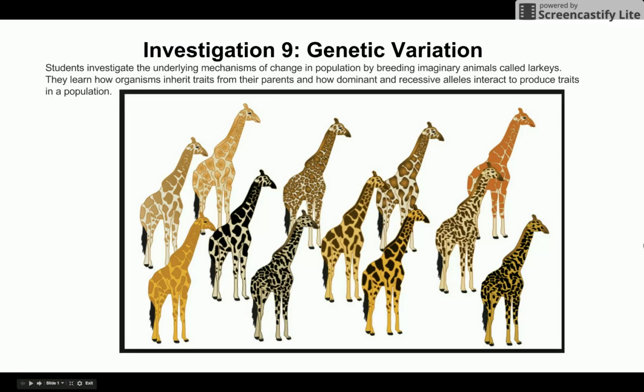Welcome to Population and Ecosystems Investigation 9, Genetic Variation. In this investigation, students investigate the underlying mechanisms of change in population by breeding imaginary animals called larkies. They learn how organisms inherit traits from their parents and how dominant and recessive alleles interact to produce traits in a population.